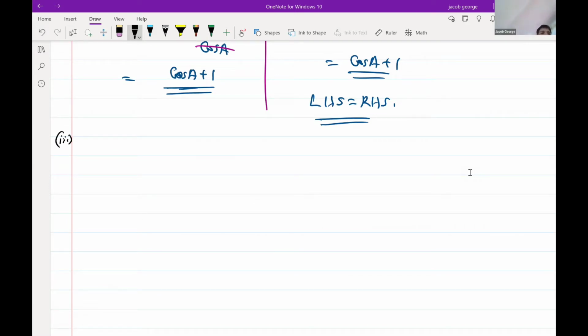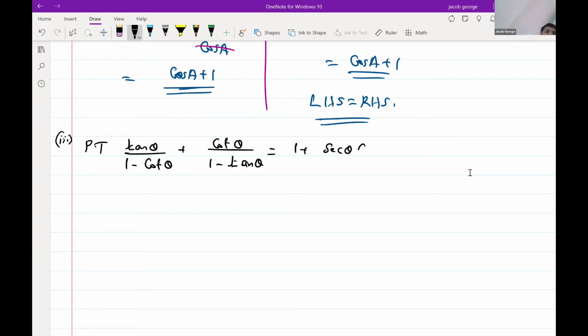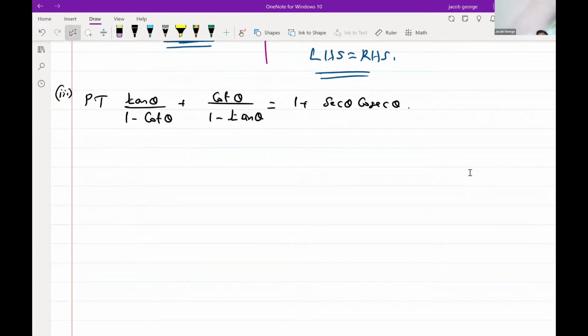Prove that tan theta by 1 minus cot theta plus cot theta by 1 minus tan theta is equal to 1 plus sec theta cosec theta. Please write: prove that tan theta by 1 minus cot theta plus cot theta by 1 minus tan theta is equal to 1 plus sec theta cosec theta.